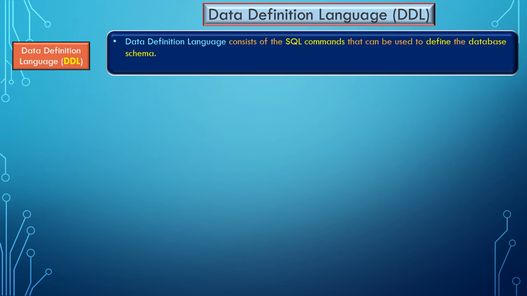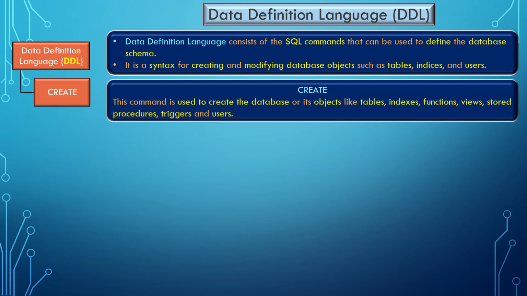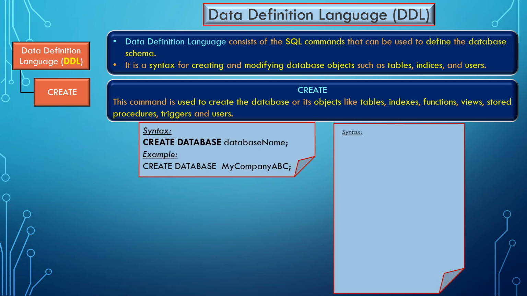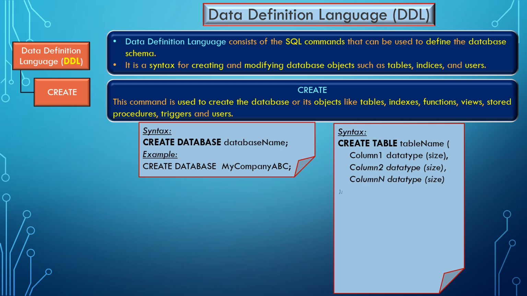Data Definition Language consists of the SQL commands that can be used to define the database schema. It is a syntax for creating and modifying database objects such as tables, indices, and users. The create command is used to create the database or its objects, like tables, indexes, functions, views, stored procedures, triggers, and users. Here are some examples of how we would create a database and how we would create a table with its columns.